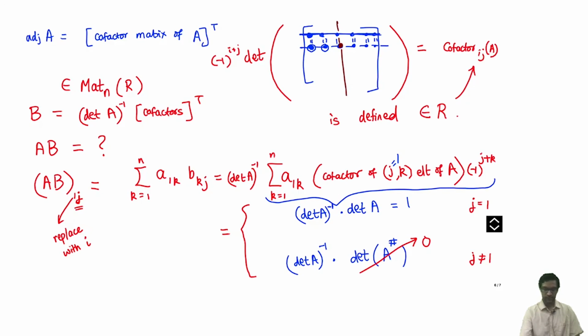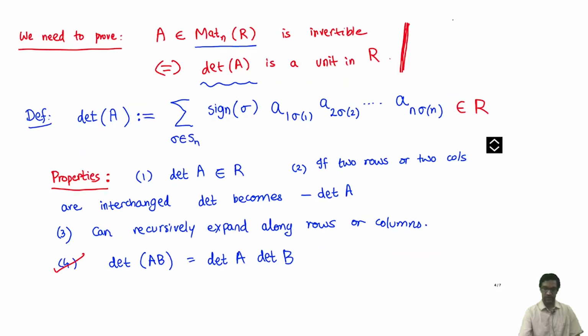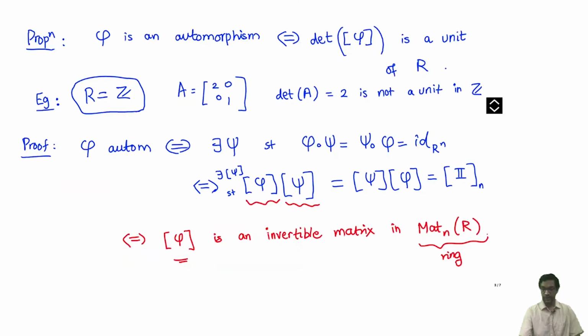Okay, so this is a very important statement, that a matrix over a ring R is invertible if and only if the determinant of that matrix is a unit in the ring. In particular, that example that we gave initially, this matrix A, which is 2 0 0 1, the determinant is not a unit in Z. This matrix is not invertible in M2 of Z.